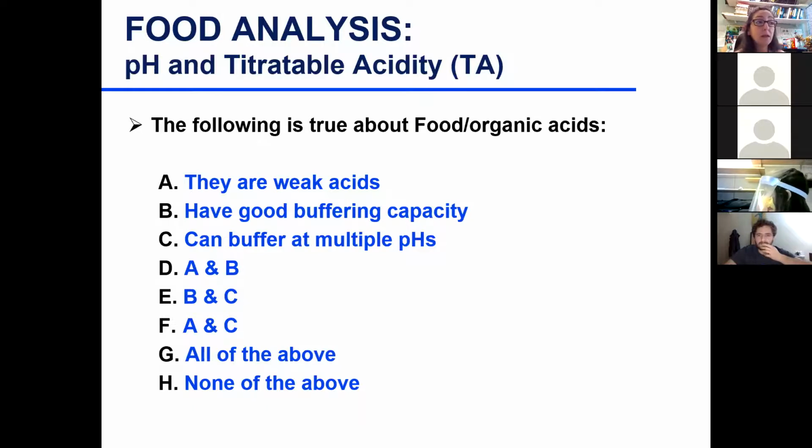And can they buffer at multiple pH? So those of you that said G, can you tell me why you think they can buffer at multiple pHs? What's in their structure that allows them to buffer at multiple pHs? Okay, so those of you that guessed G, just because?